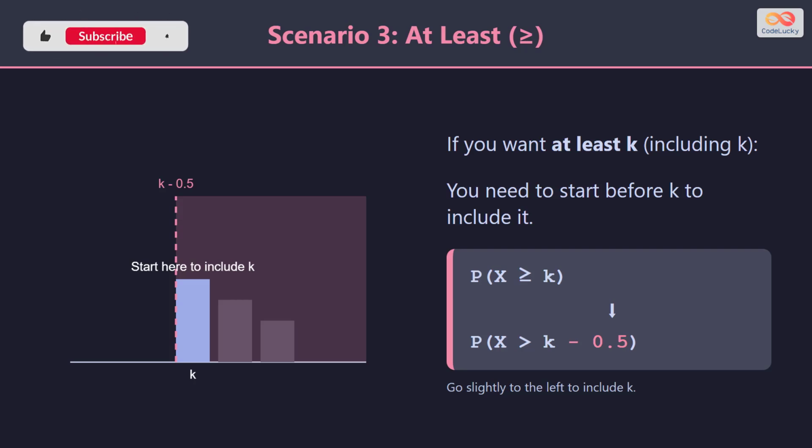Scenario 3. What if we want x to be greater than or equal to k? Again, we want to include k since we are looking for values to the right. We need to start our boundary slightly to the left of k, so we start at k minus 0.5. This ensures that the area under the curve includes the slice representing k.